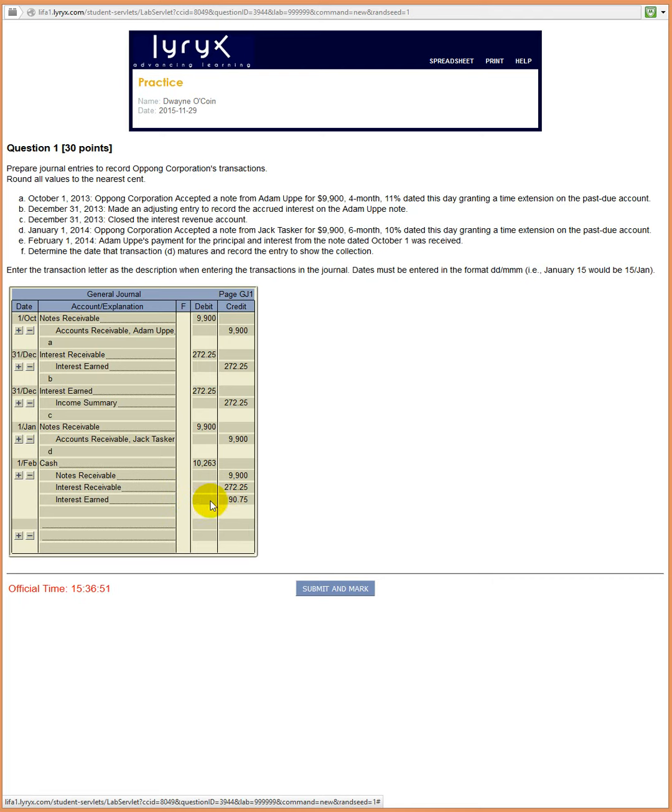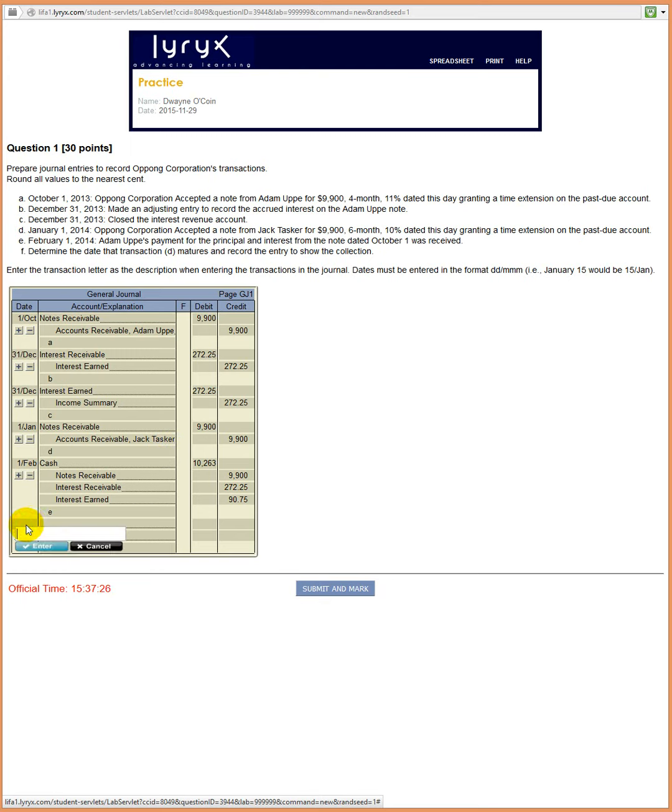Now if we want to check to make sure it all balances, let's take the 9,900 plus 272.25 plus 90.75. It does add up to the right number. So we can get rid of that. That's transaction E. Then it says to determine the date that this transaction D, where we set up the Jack Tasker note receivable, matures and record the entry to show the collection.